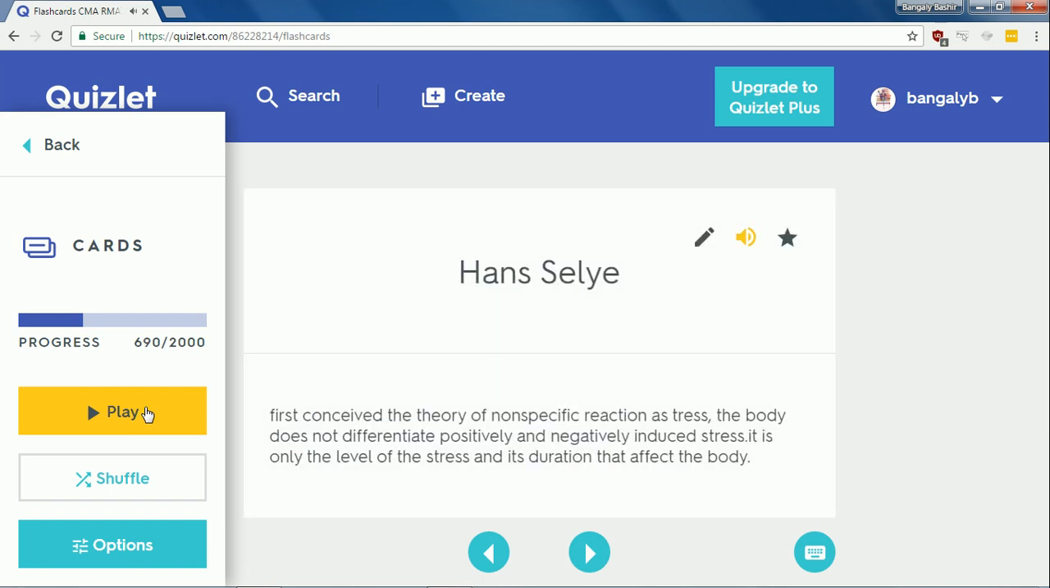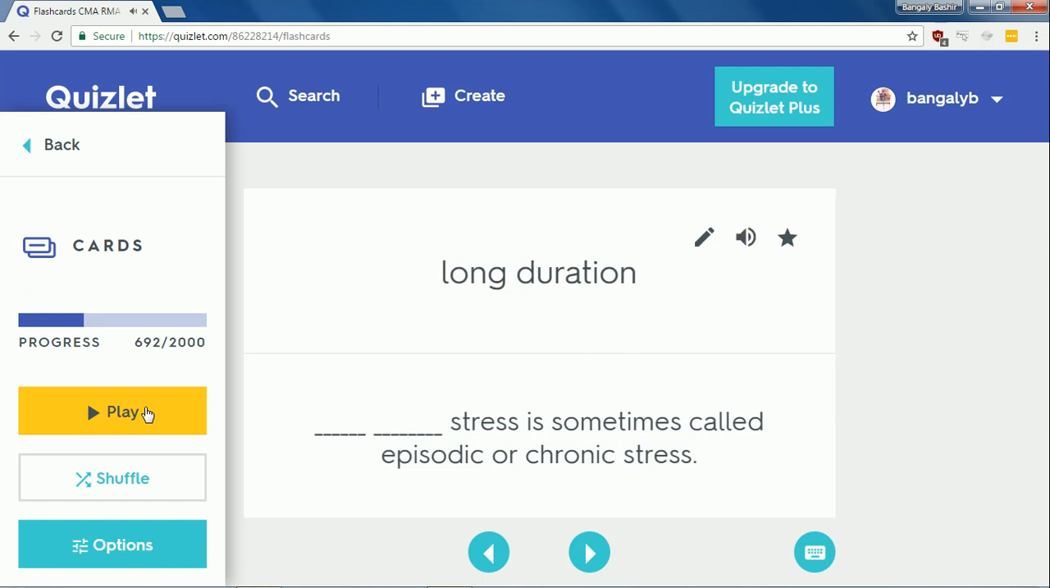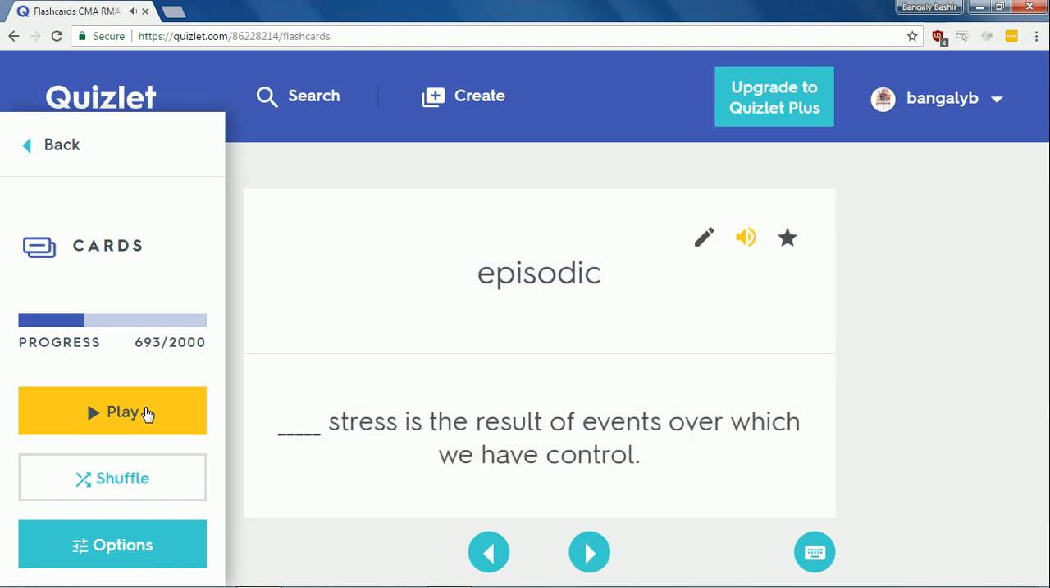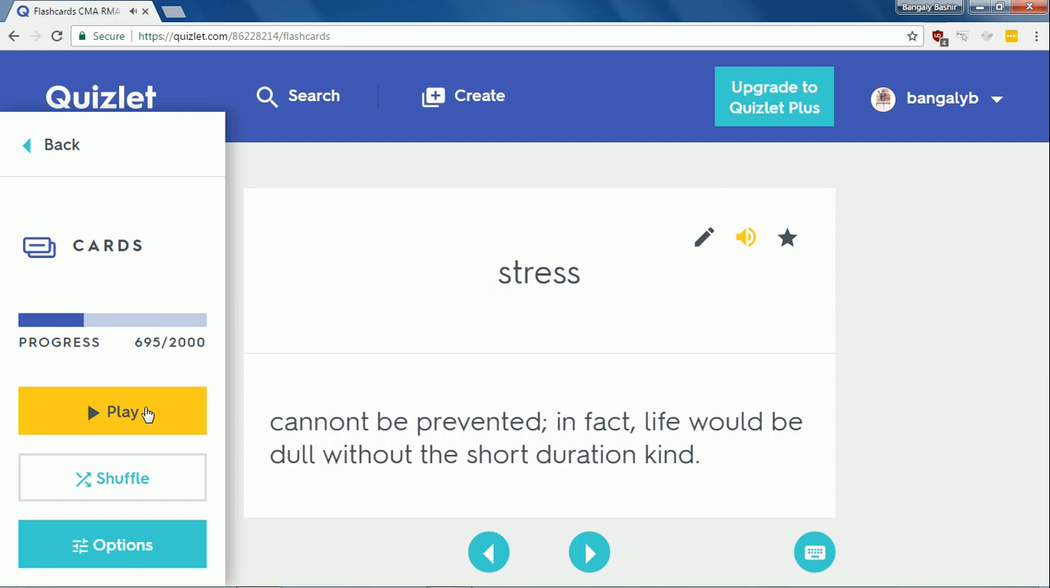Hans Selye first conceived the theory of non-specific reaction as stress. The body does not differentiate positively and negatively induced stress. It is only the level of the stress and its duration that affect the body. Short duration. Blank stress, sometimes called acute stress, can be beneficial. Long duration. Blank stress is sometimes called episodic or chronic stress. Episodic. Blank stress is the result of events over which we have control. Chronic. Blank stress is the result of events over which we have little control. Stress cannot be prevented. In fact, life would be dull without the short duration kind.